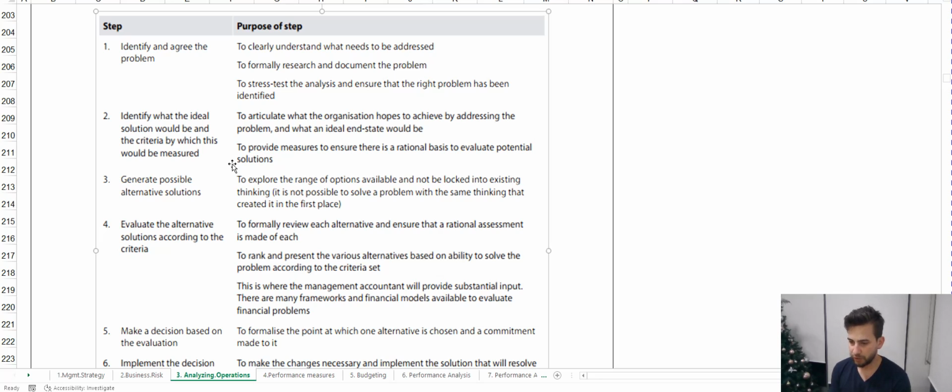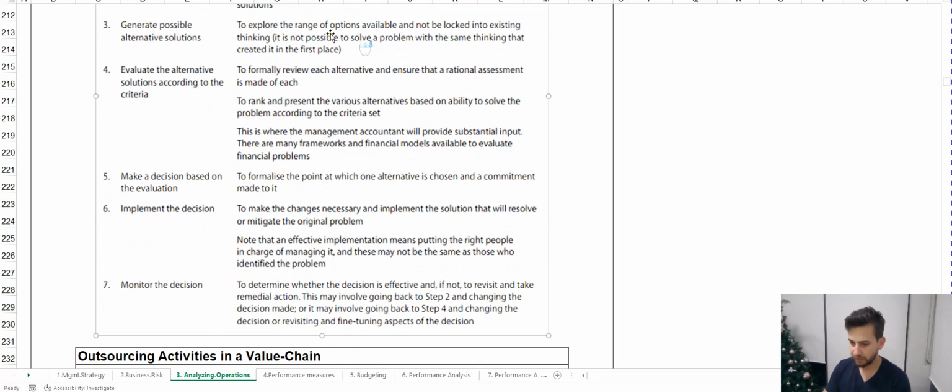Okay, number 3, generate possible alternative solutions. So you need alternatives to compare it to, because your ideal end state may not be practical to achieve, and it may actually not be the best as you originally thought once you compare it against some alternatives. Number 4 is evaluate the alternative solutions according to the criteria. So to formally review each alternative, ensure that a rational assessment is made of each, to rank and present the various alternatives based on the ability to solve the problem. And this is where the management accountant will provide substantial input. There are many frameworks of financial models available to evaluate financial problems.